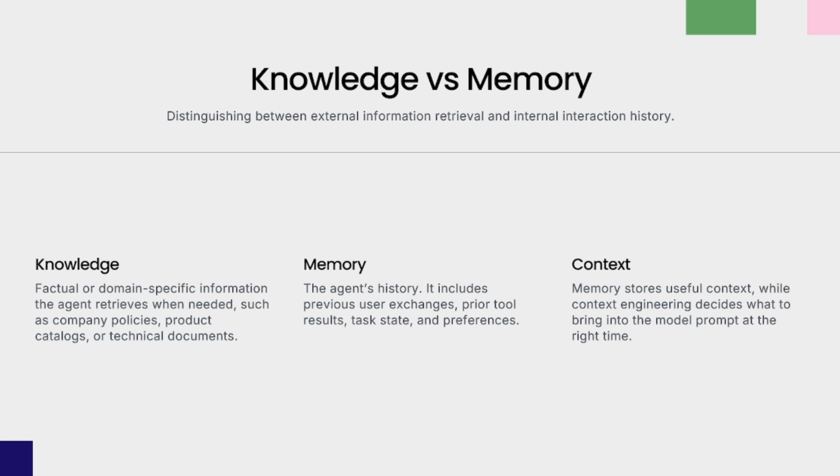Then we have context. So memory stores useful context, which context engineering decides what to bring into the model prompt at the right time. So agents or agentic memory always store context. Context is the information that has been useful in the past to solve problems, or the information that was passed into a tool to call a tool to solve the problem. So it uses context engineering to store all this context in the memory and call it whenever it is needed.